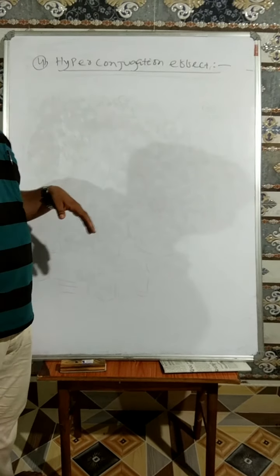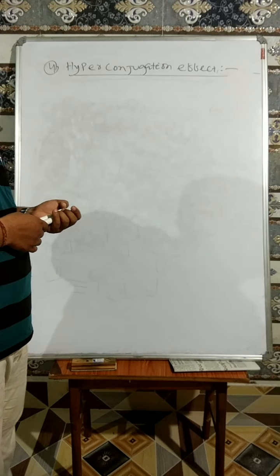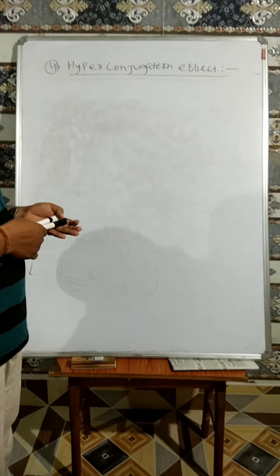Hyperconjugation effect is also called no-bond resonance effect. And hyperconjugation effect was first introduced by Baker and Nathan, so this effect is also called the Baker and Nathan effect. Let's take an example for hyperconjugation effect.